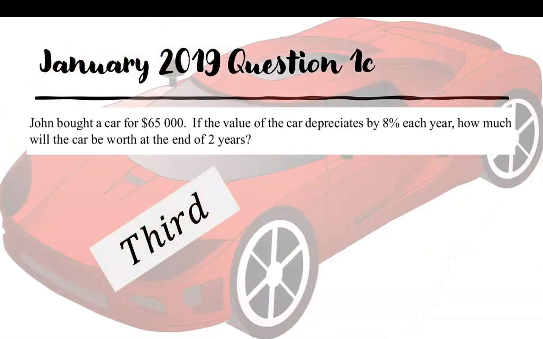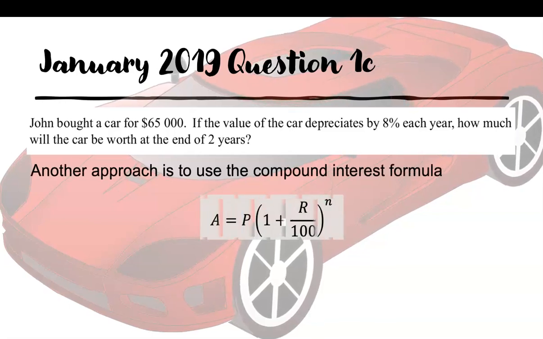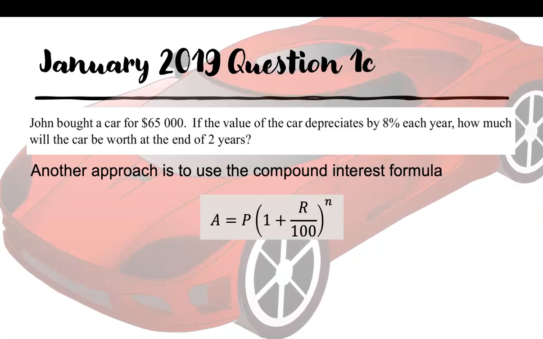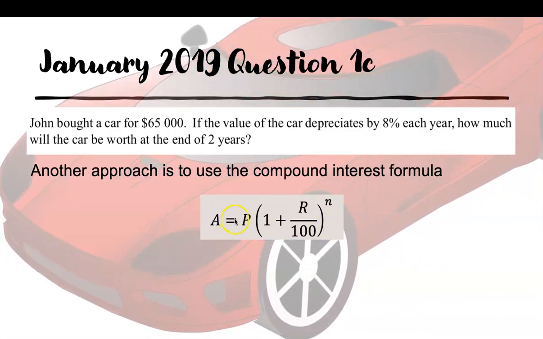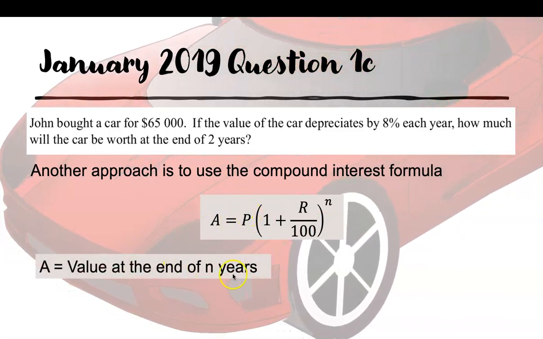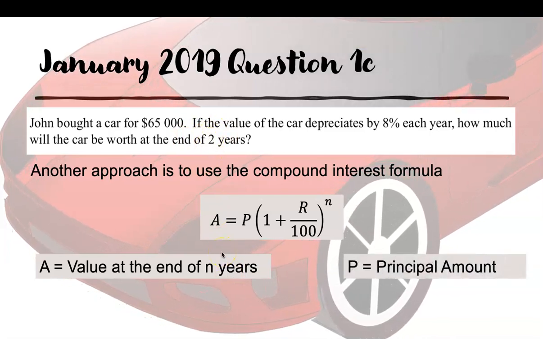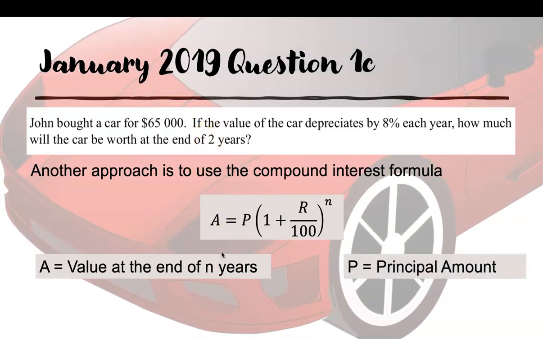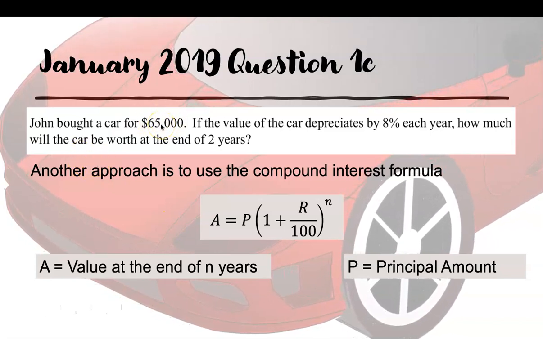Alright. Another perspective, a third perspective. And this approach is to use our compound interest formula. The compound interest formula shows you what you will have at the end of a period based on a principal invested. So A represents the value at the end of n years. In this case, it's 2 years, so n will be 2. P represents a principal amount. That will be the principal value here, $65,000.